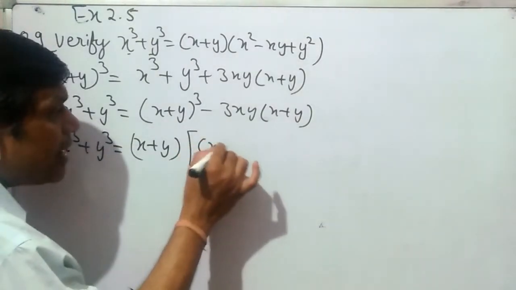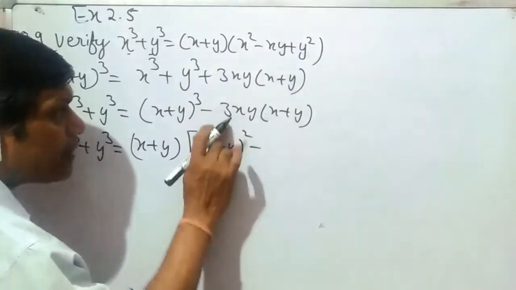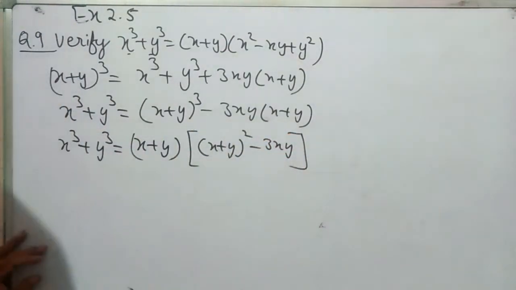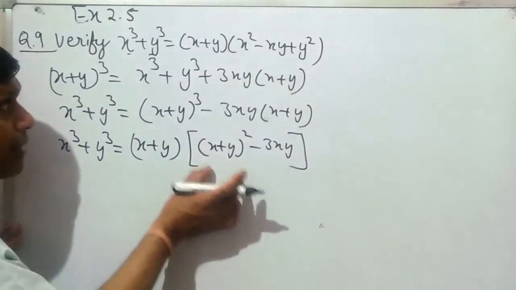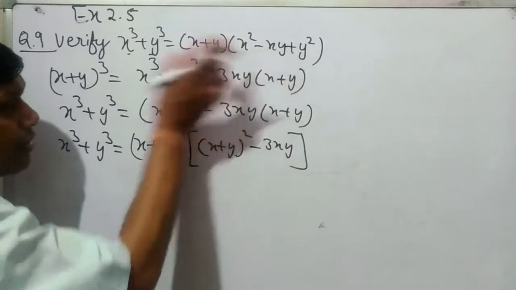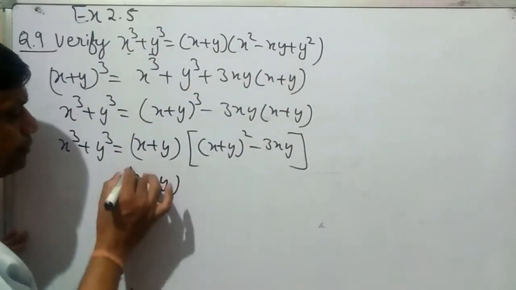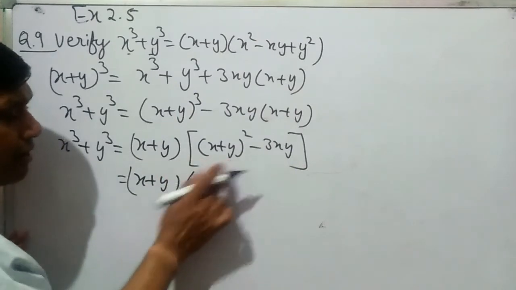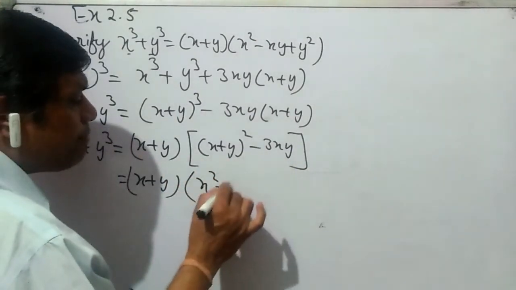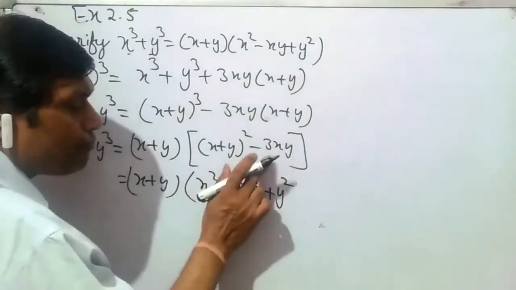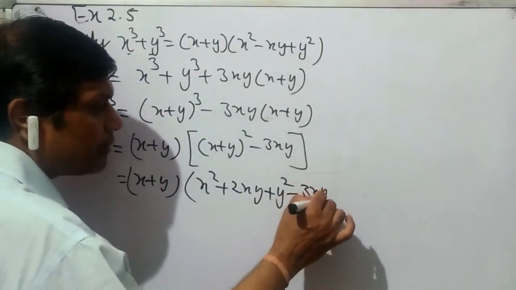This one is remaining as x plus y whole square minus 3xy. What we do? We expand this square because in the required part we don't need it. We have x plus y multiplied with, when we expand it, x square plus 2xy plus y square. That's our identity. Minus 3xy.